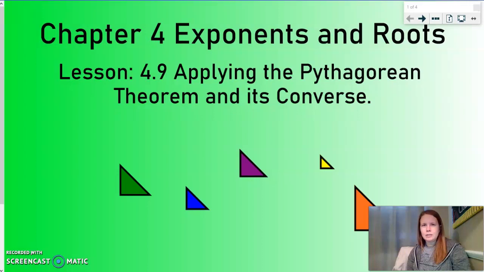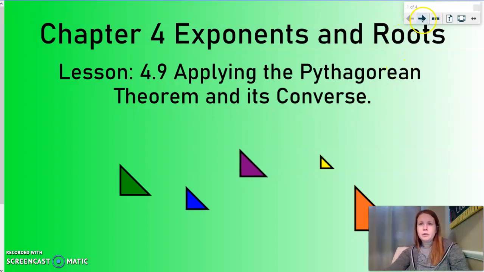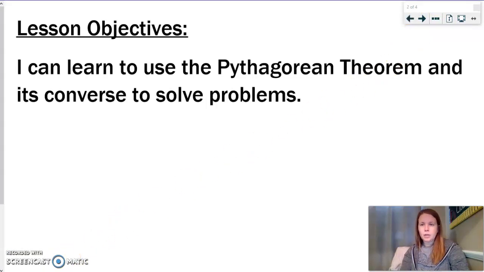There is a part of this lesson that goes into using the distance formula, but I'm actually not going to be worrying about that, as that's more of an 8th grade standard than a 7th grade standard. And so we're just going to focus on continuing practicing with our Pythagorean theorem and its converse. This is actually pretty short of a lesson today, so hopefully we'll have plenty of time to work on stuff here in class. So it says, I can learn to use the Pythagorean theorem and its converse to solve problems.